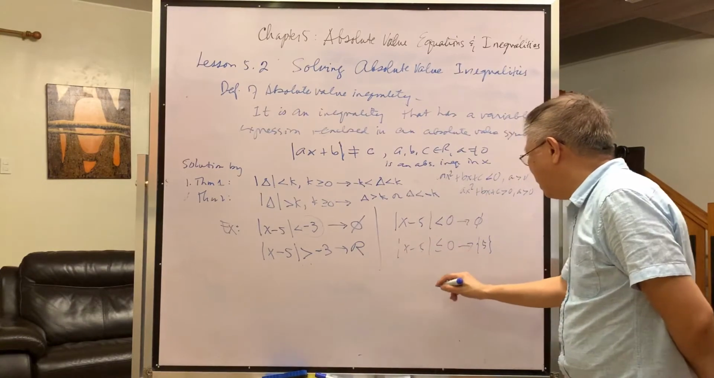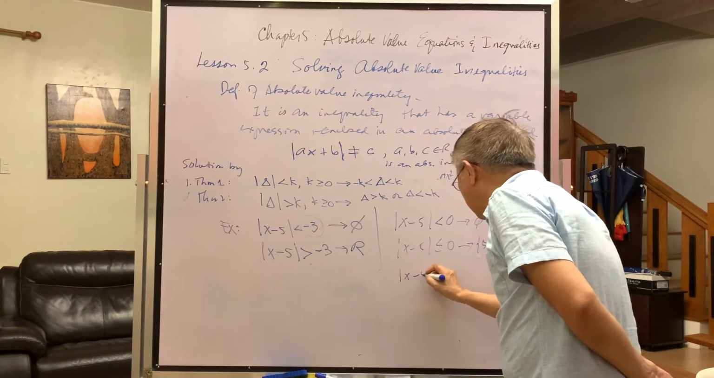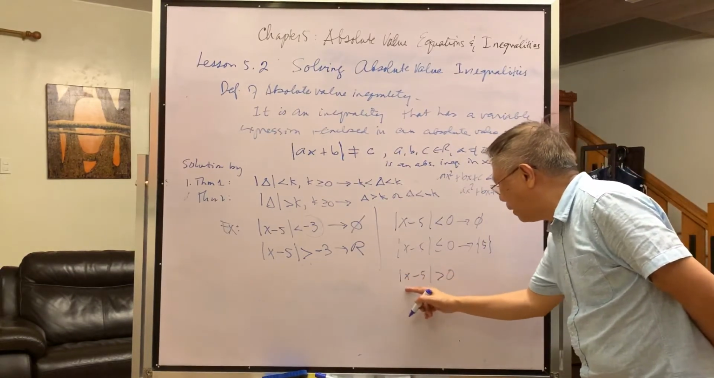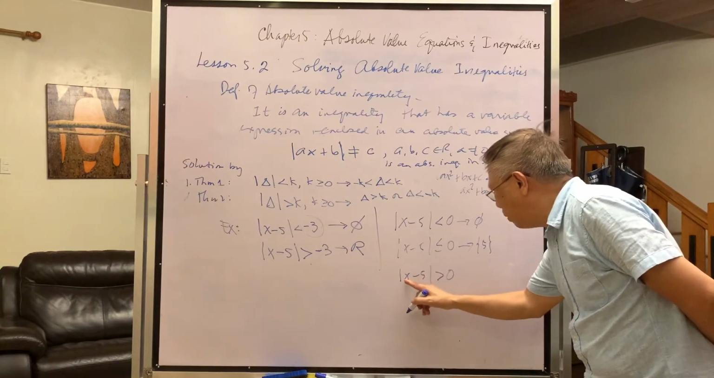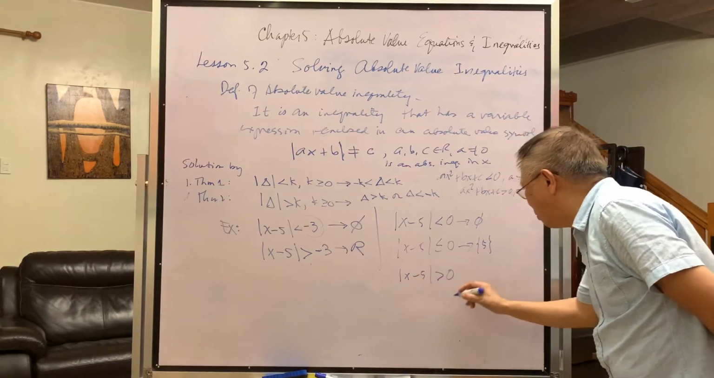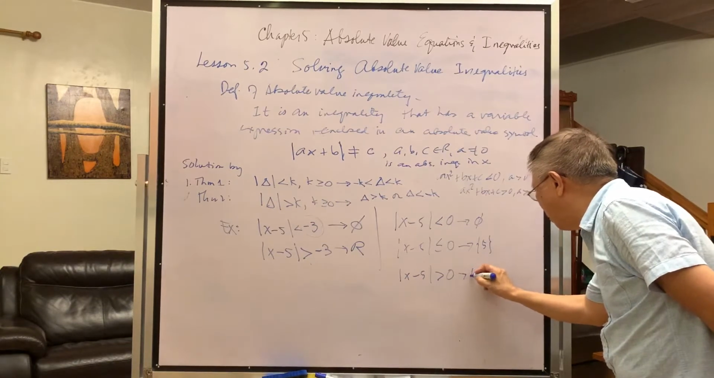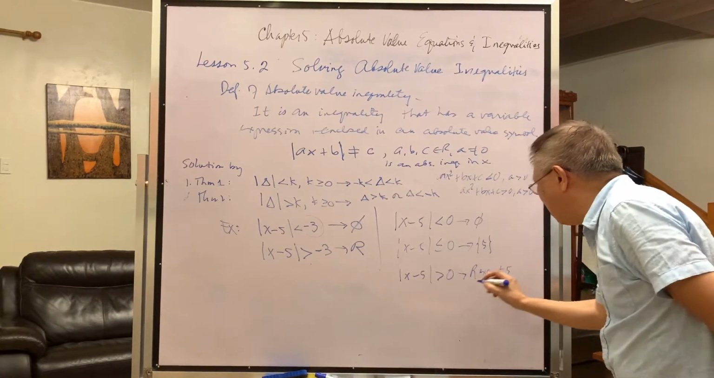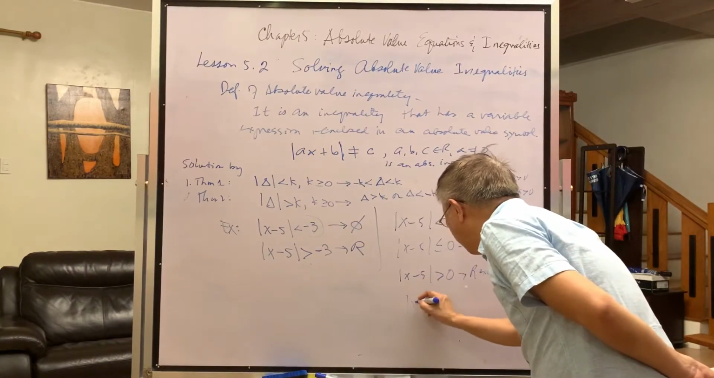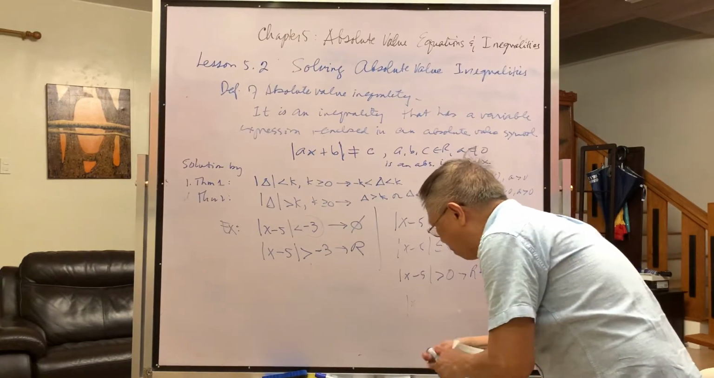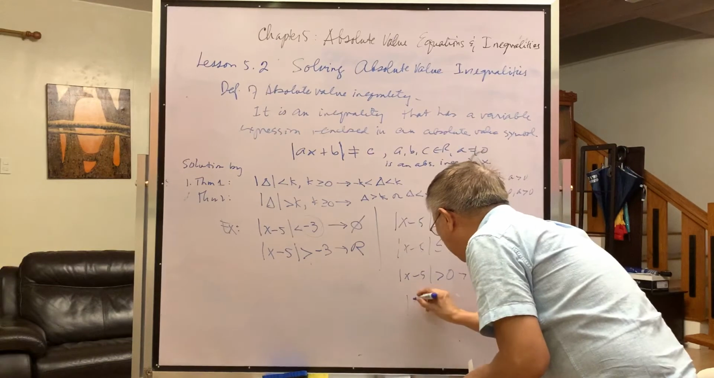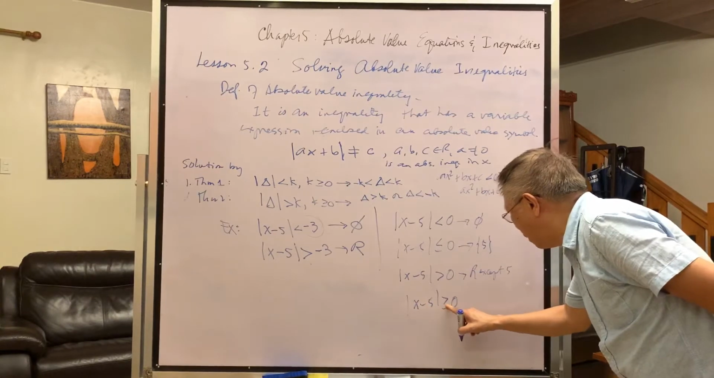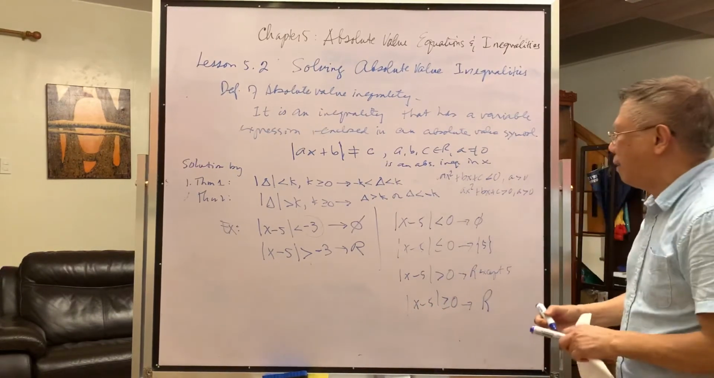What about the opposite? Will this one always be true? Will this always be positive? No. It will not be positive when x equals 5, because this becomes 0. So your solution here will be all R except what makes this 0, except 5. However, if you have absolute value of x minus 5 greater than or equal to 0, then you allow this to be 0 or positive. So the solution will be all R.